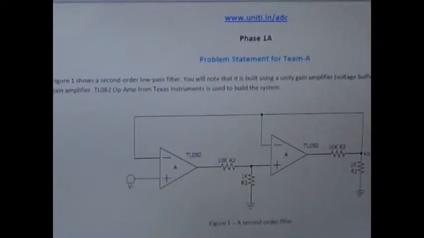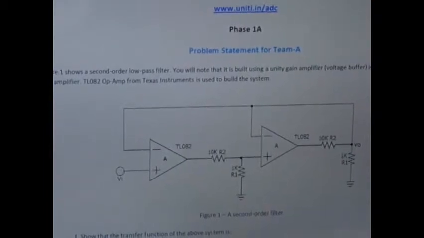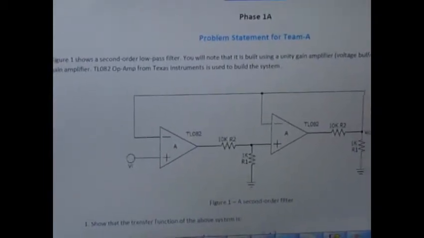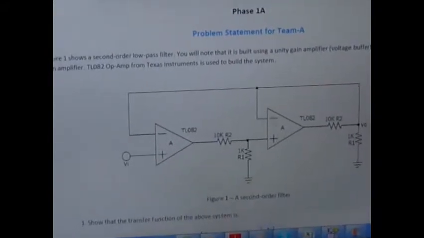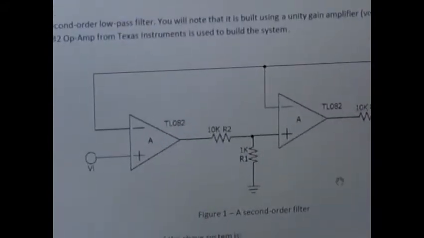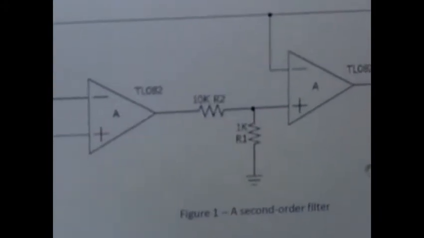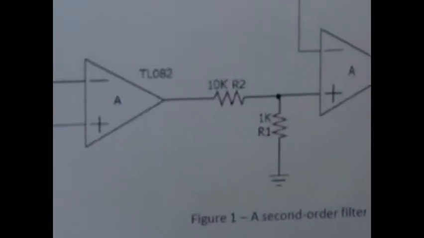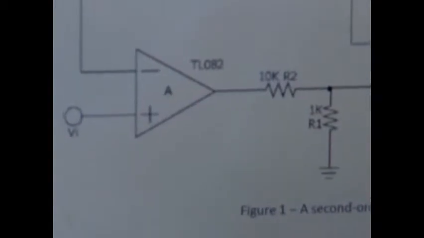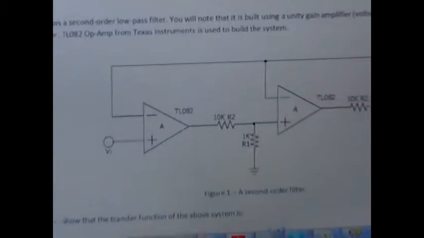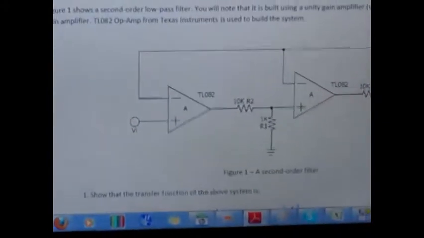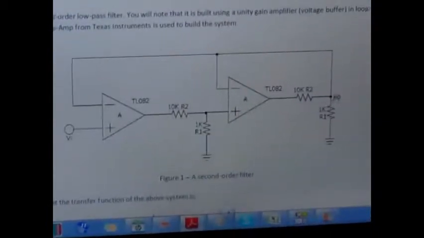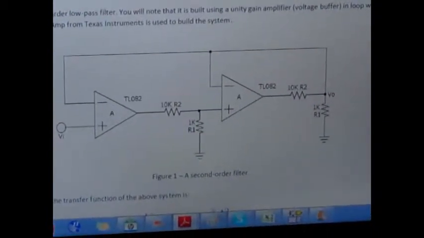So we have to design a unity gain amplifier with two op amps, TL082 being the op amp number. Here we have two resistor divider networks defining the feedback ratio alpha, and the feedback path and both the inverting terminals are connected together, and the input is applied to the non-inverting terminal of op amp 1, and the output is collected at this node VO here.